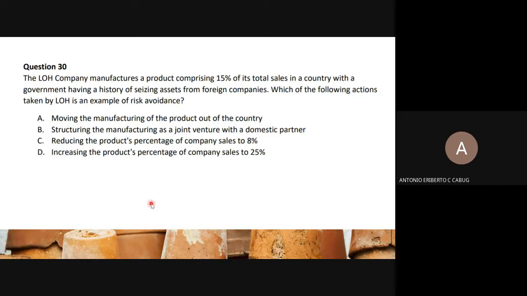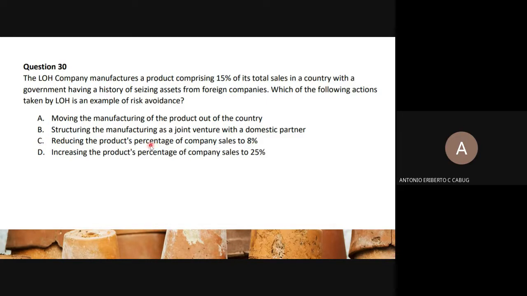Everyone, please answer. The LOH company manufactures a product comprising 15% of its total sales in a country with the government having a history of seizing assets from foreign companies. Which of the following actions taken by LOH is an example of risk avoidance? Example of risk avoidance. So, pag sinabing avoidance, you outright remove all your exposure to that kind of risk.